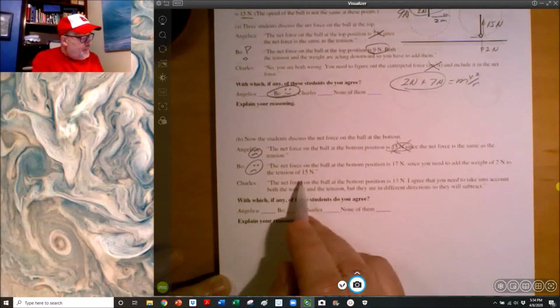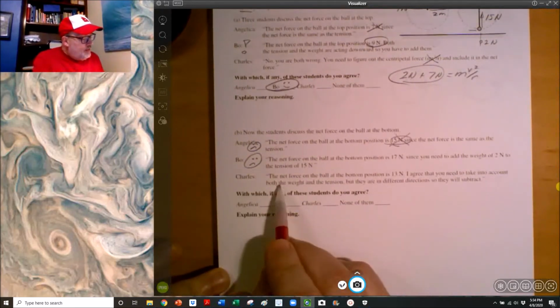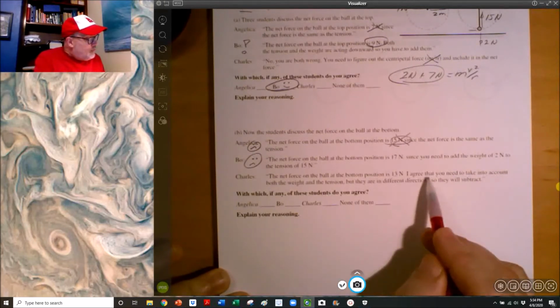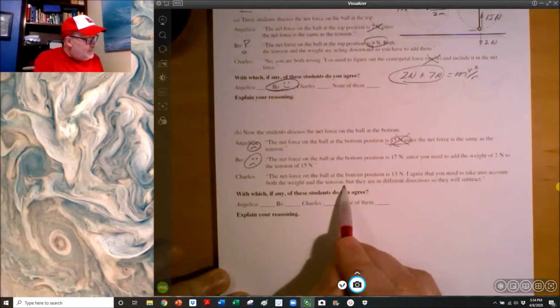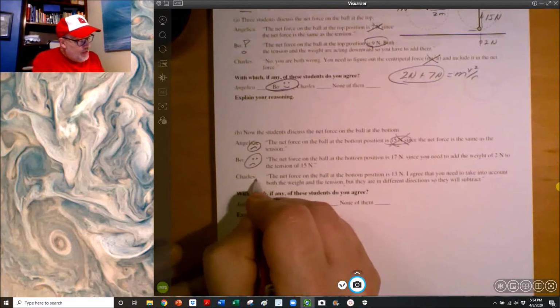No, Bo, they're not the same direction. Charles, can you save us? The net force on the ball at the bottom is 13. I agree that you need to take into account both the weight and the tension, but they are in different directions, so they must subtract. Hey, way to go, Charles.